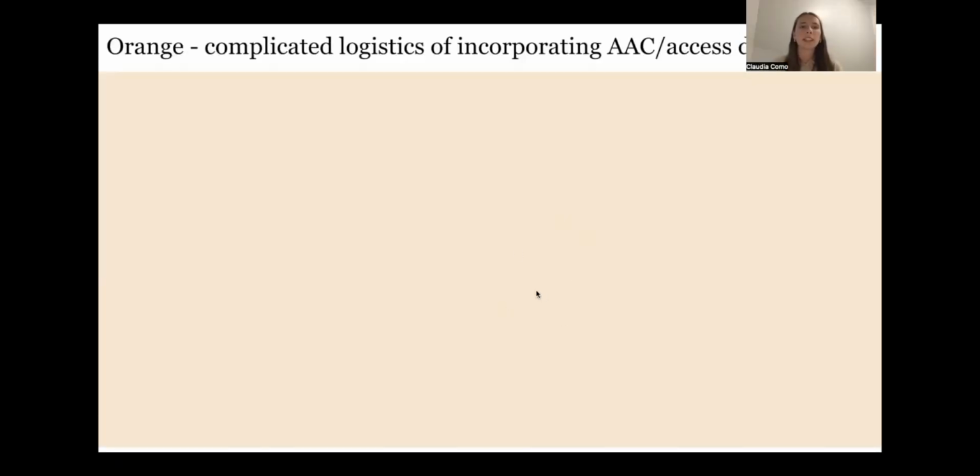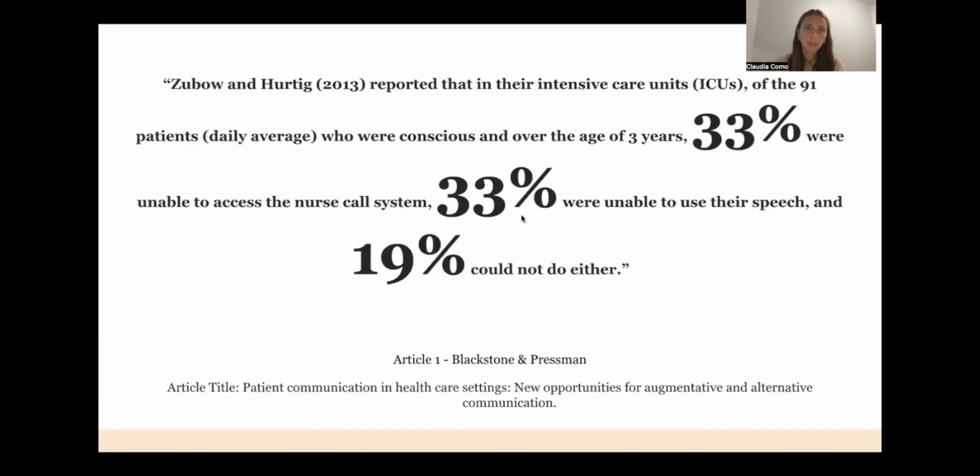Okay, so the orange theme looks at the complicated logistics of incorporating AAC and why there might be access difficulties. So a quote from Article 1 really summarizes well that there are difficulties out there. So it talks about how in an ICU setting, 91 patients daily average who are conscious and over the age of 3 years old, 33% were unable to access the nurse call system, 33% were unable to use their speech, and 19% could not do either. So this really just shows that AAC isn't being used.